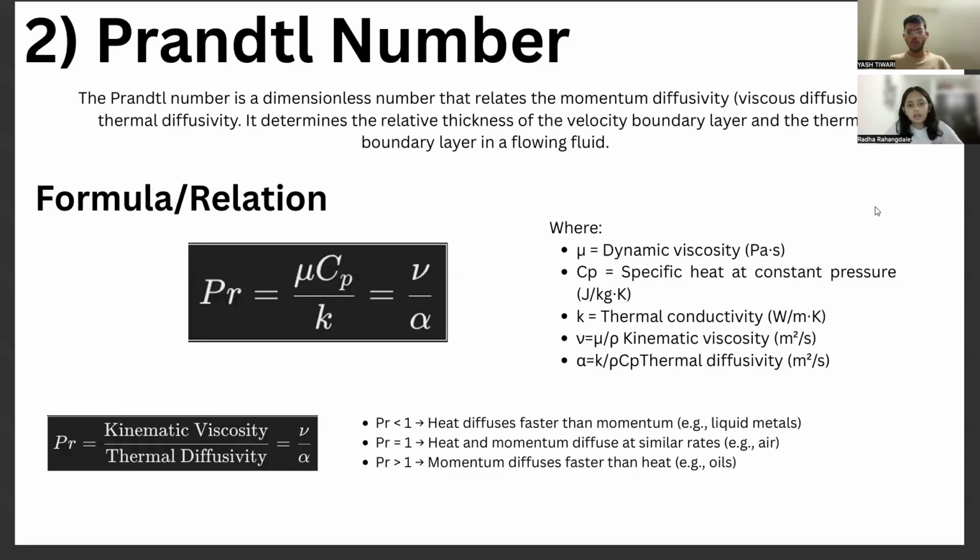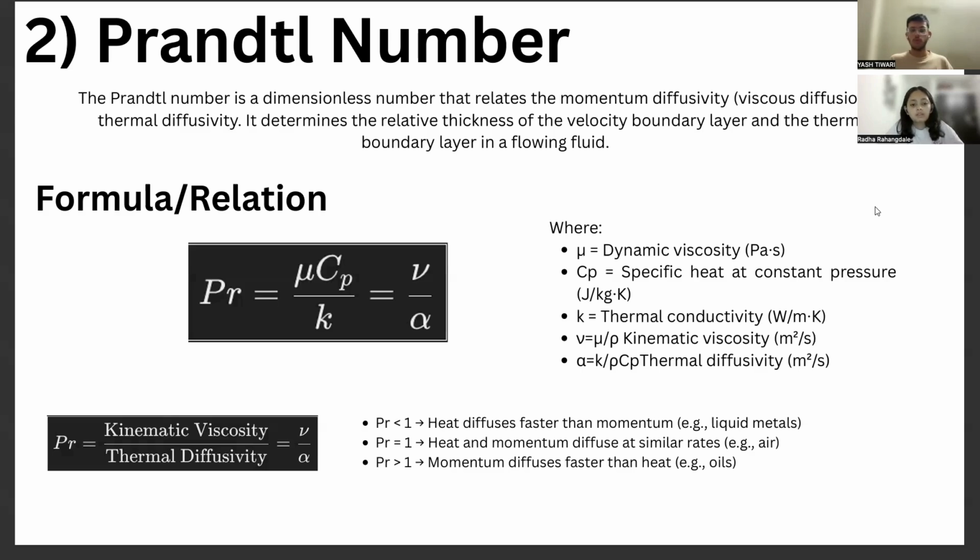And as we have learned in earlier slides, mu by rho is your kinematic viscosity. So we can also write Prandtl number equals kinematic viscosity by alpha. We can denote alpha equals K by rho Cp, which is the thermal diffusivity. Okay, so Prandtl number is kinematic viscosity by thermal diffusivity.